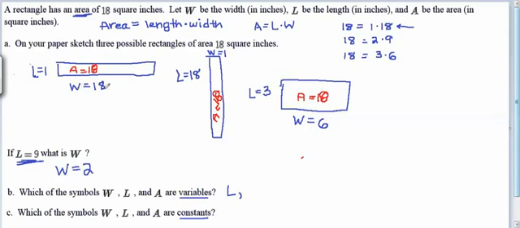And for W, we saw W could be 18, or W could be 1, or W could be 6, or W could be 2, and that given information that the area must be 18 square inches would still be met, so we can call W a variable.